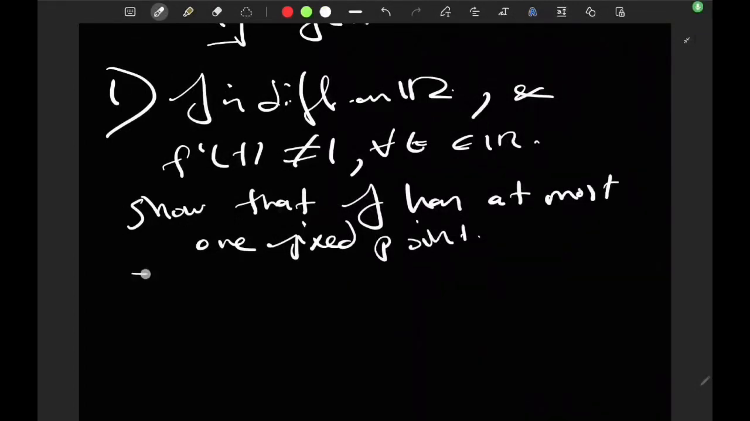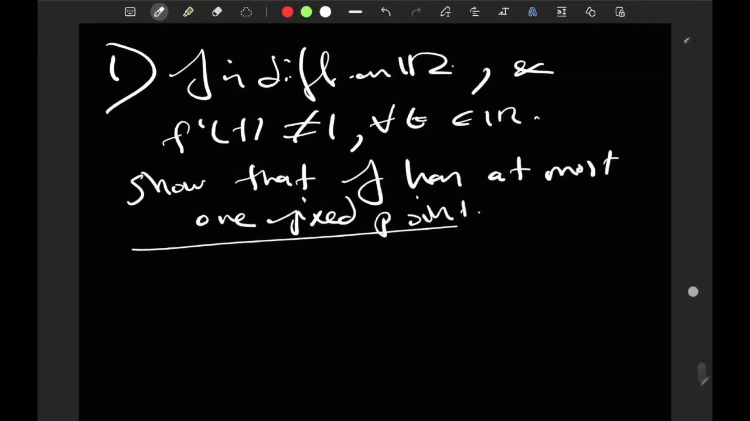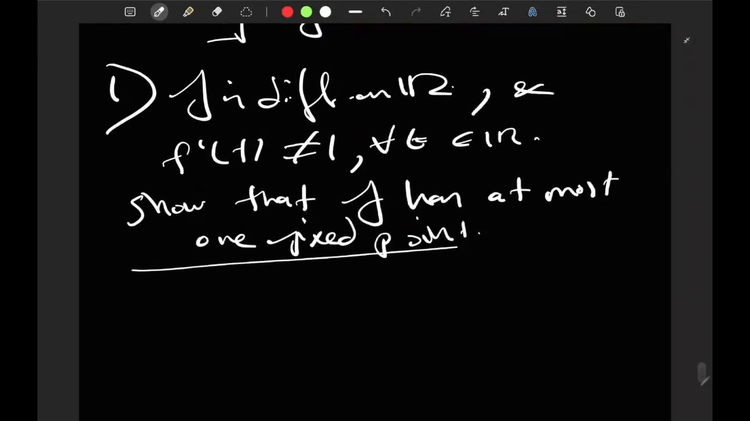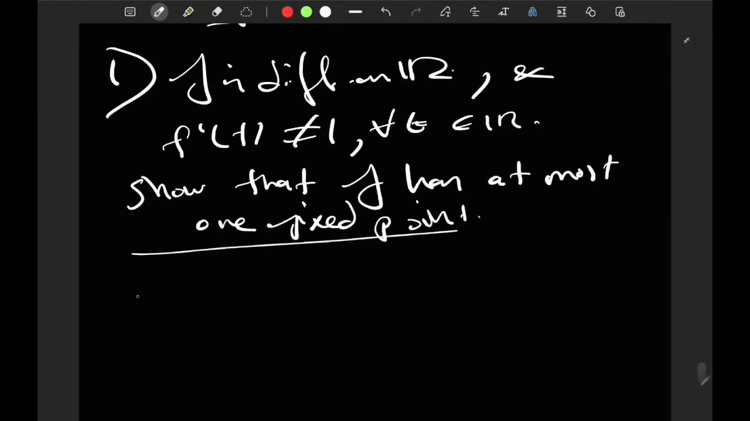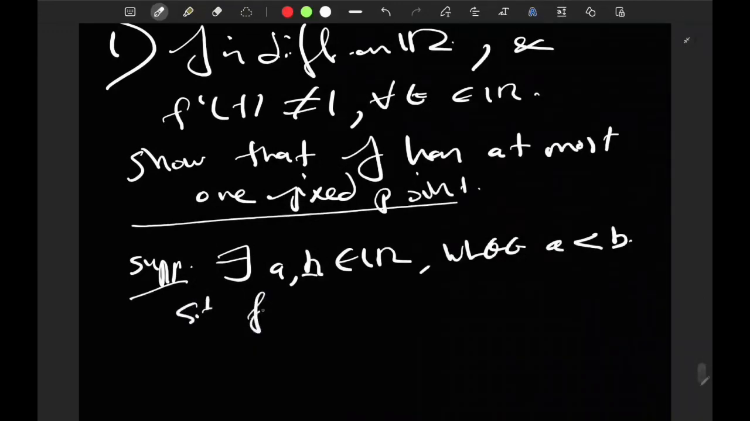So how do you prove this? The first thing that comes to my mind is a proof by contradiction. These kinds of things really suggest this, because it's showing that there's no more than one fixed point. So suppose there exist two fixed points. Let's see what we get. Suppose there exist some a and b in R, such that, without loss of generality, a is strictly less than b, such that f of a equals a and f of b equals b.